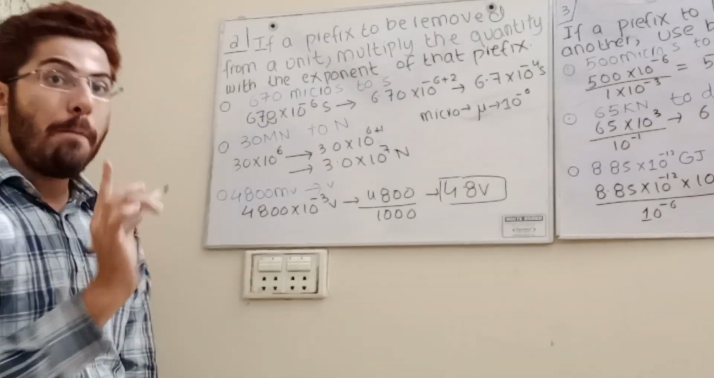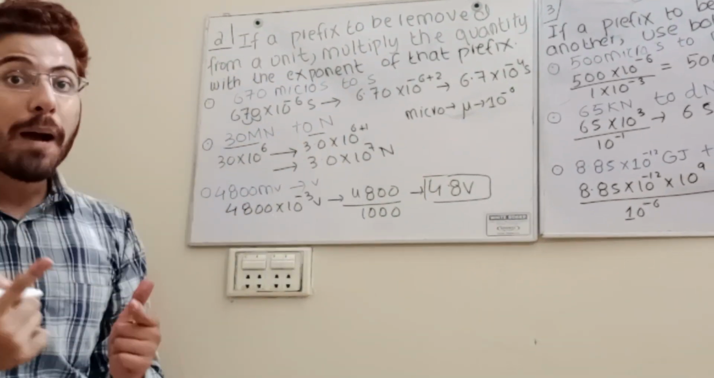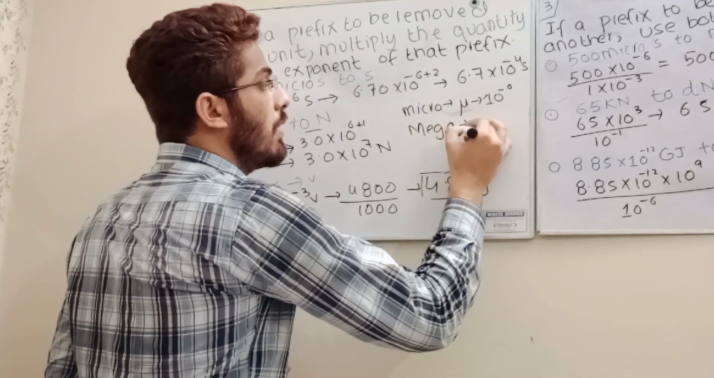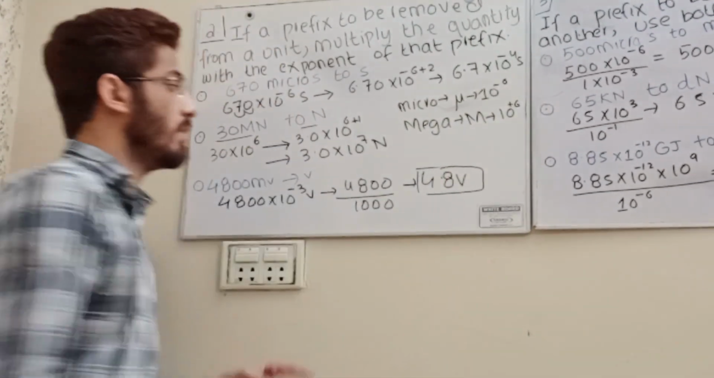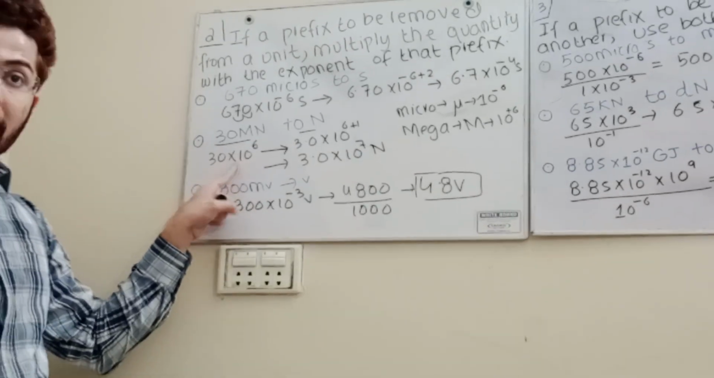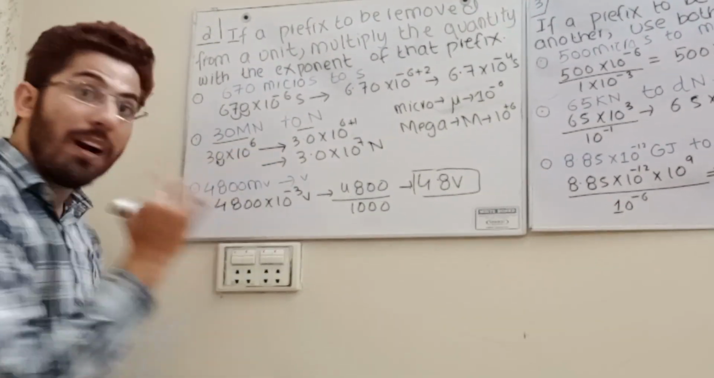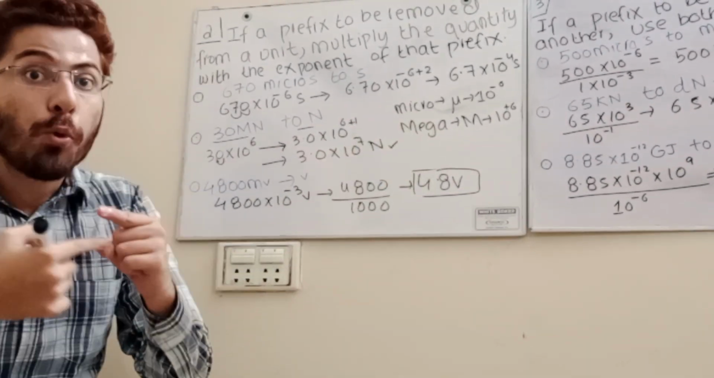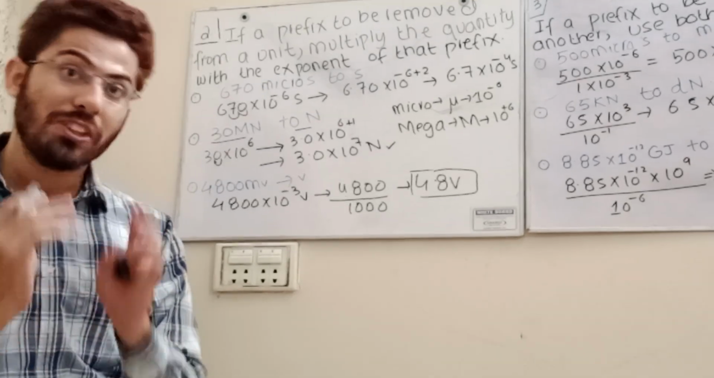Second example, you can try 30 mega Newton to Newton. Mega stands for 10 to the power positive 6. Now again, this is not the standard answer. You need to shift backward 1 decimal time. It means that 3.0 exponent 7 Newton is the correct answer according to standard form.